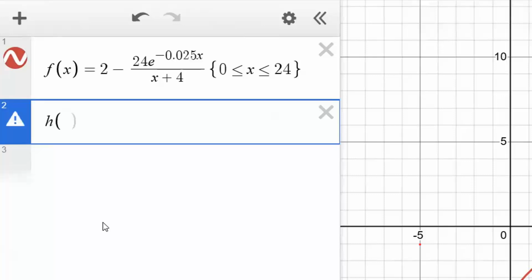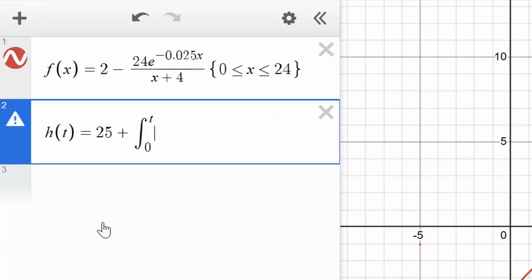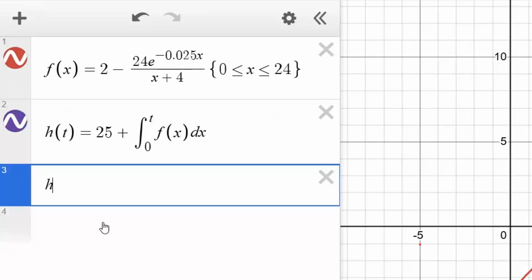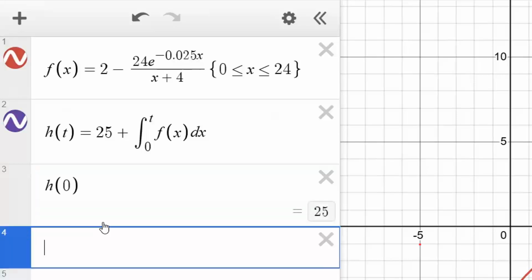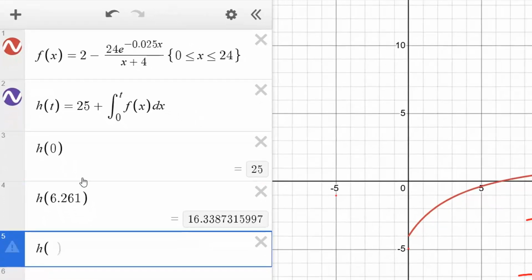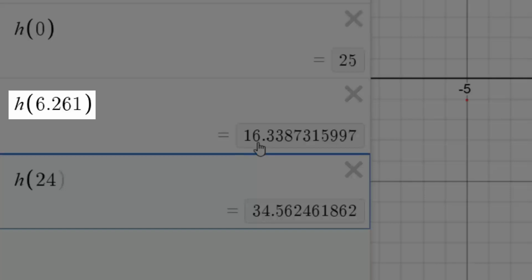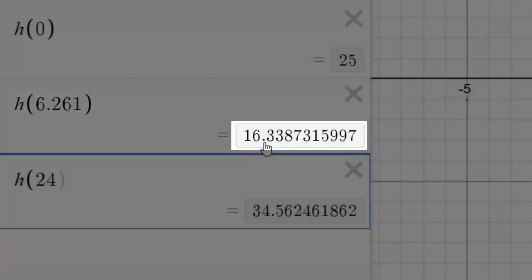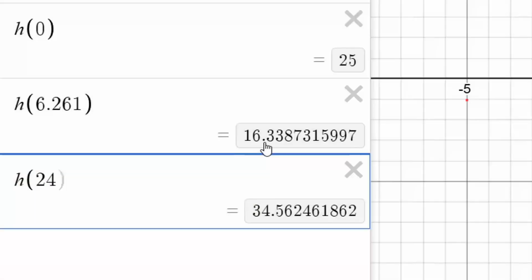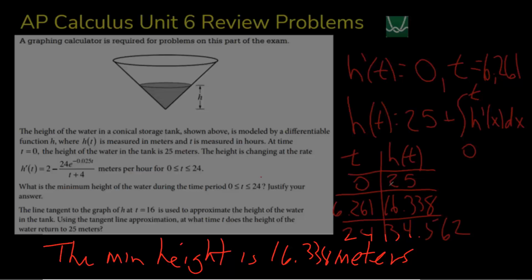So here's how we would do this. We could let h of t literally equal 25 plus the integral from 0 to t of f of x dx. And then you could literally type in h of 0, which gives us 25, h of 6.261, and h of 24. So we can see that the minimum occurs when t is 6.261 and the height is 16.338 meters. So you would write out the minimum height is 16.338 meters.